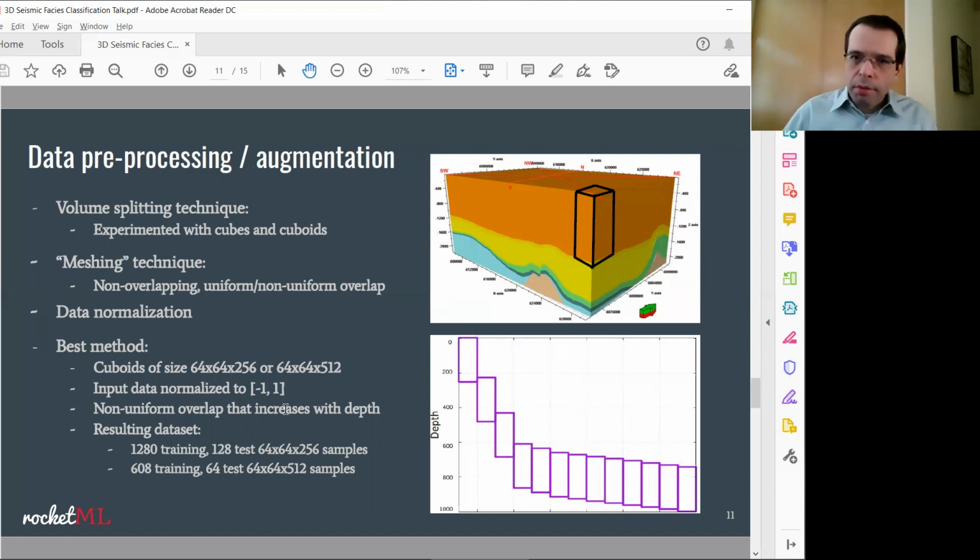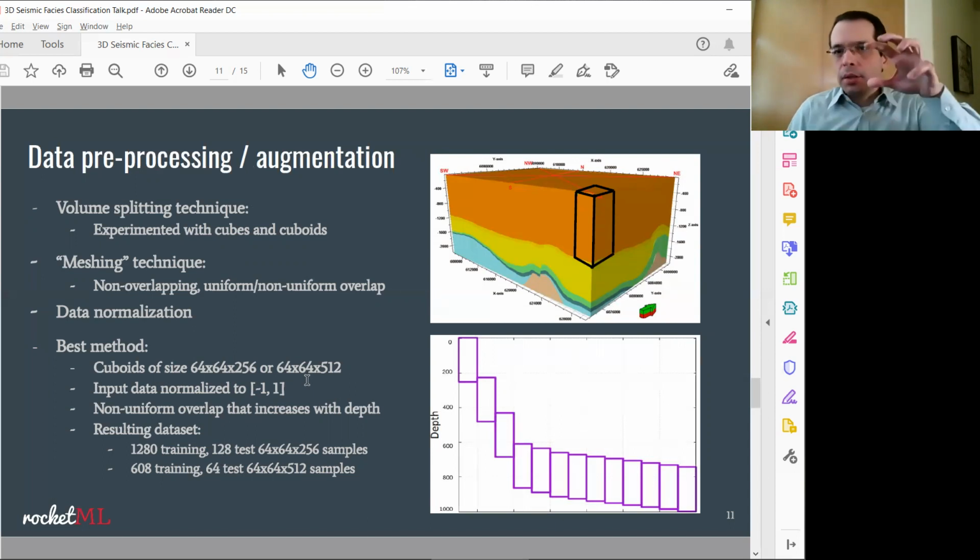So we iterated over these hyperparameter optimization cycles, and came up with this set of best techniques to use for data preparation, which was the following. Using cuboids, not cubes, elongated along the Z direction, of size 64, 64, 256, or 64, 64, 512. They both worked equally well.